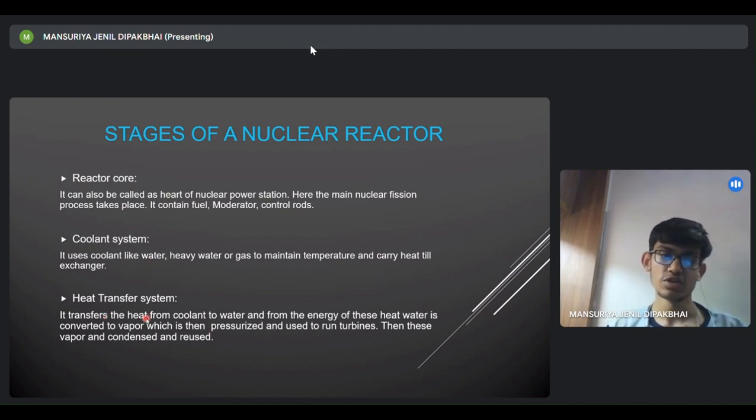Heat transfer system. In this system, heat from the coolant is given to water, which is then converted to steam, which is then used to run turbines. Coolant can be water, heavy water, or any gases, but in the heat transfer system, only water is used to form steam.